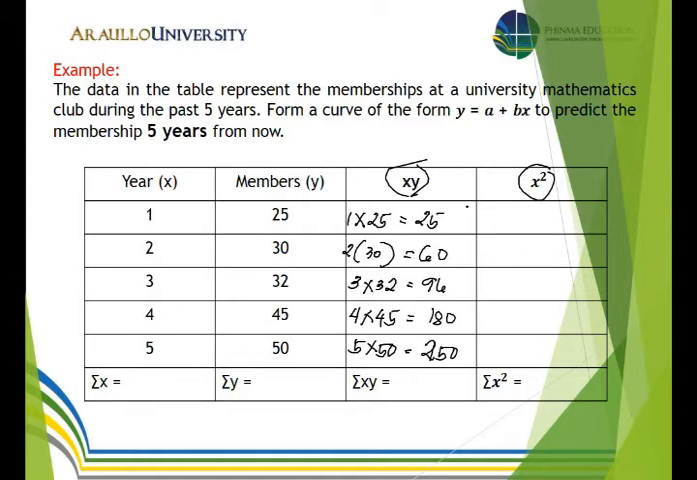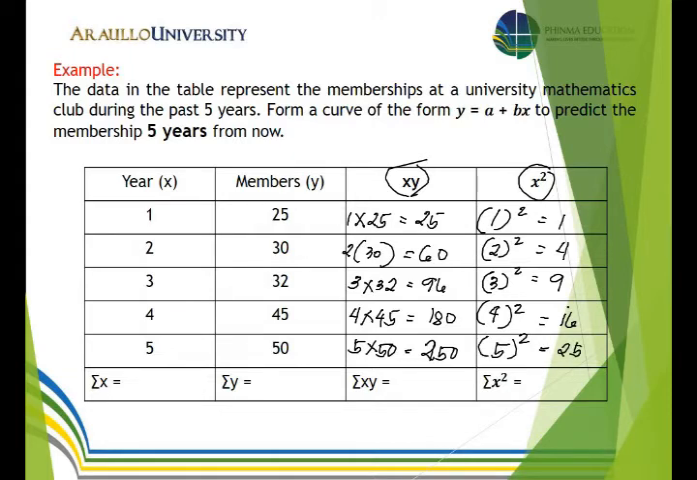How about x squared? We have, of course, 1 squared is 1. And then 2 squared is 4, because 2 times 2. And then 3 squared, we have 9. And then 4 squared, we have 16. And then 5 squared, we have 25.